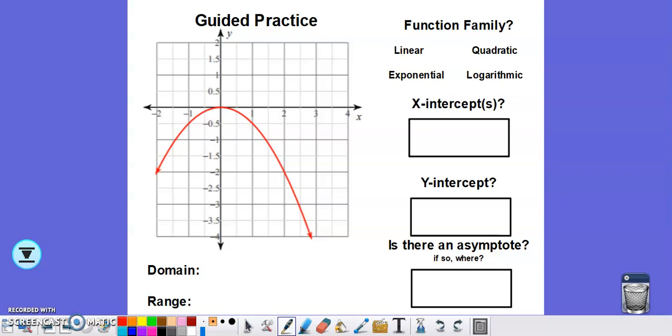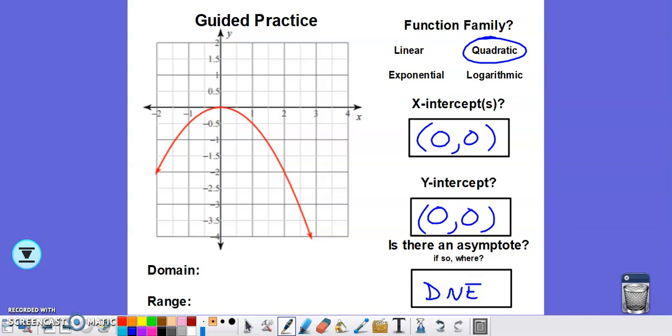So this last one is quadratic. A quadratic looks like a U or an N. My x-intercept here is actually at the origin. My y-intercept is also at the origin. It's the only point where both the x and y meet. Is there an asymptote? No, there's no asymptote. The asymptote does not exist. Because I'm a quadratic function, I can say x is all real numbers. But my y is going to be less than or equal to 0.